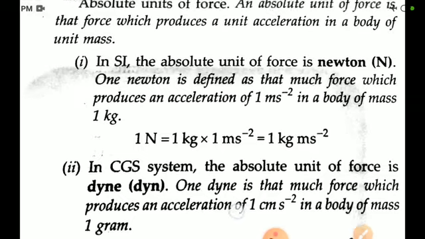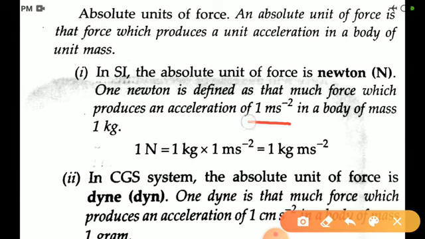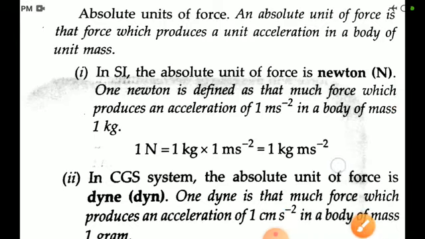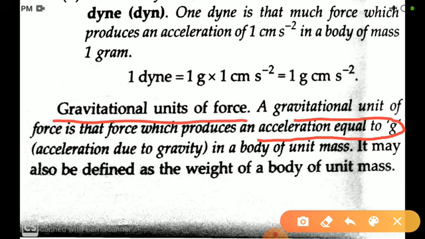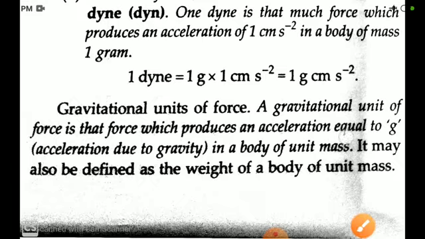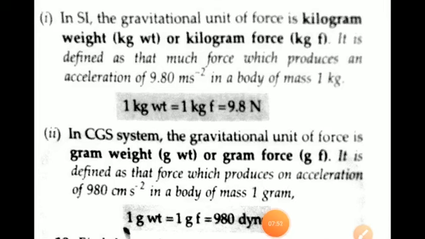In the absolute unit, we have defined that an acceleration of 1 meter per second square is produced. But in the case of the gravitational unit, an acceleration equal to the acceleration due to gravity is produced. Due to the involvement of gravity, we call it the gravitational unit of force. And the first gravitational unit of force is the kilogram weight, or you can say kilogram force.